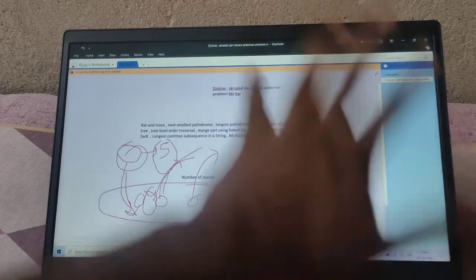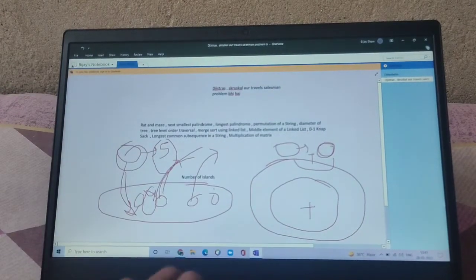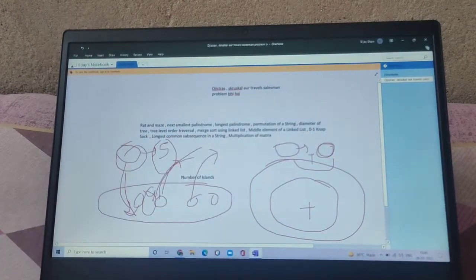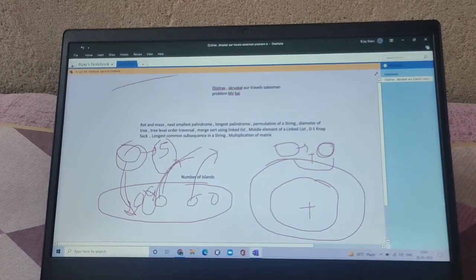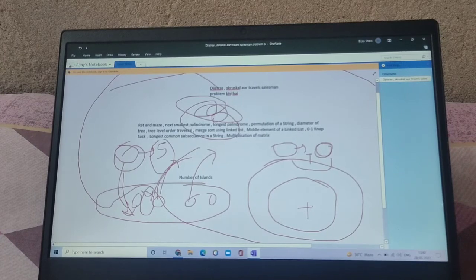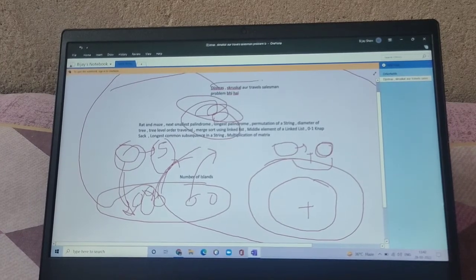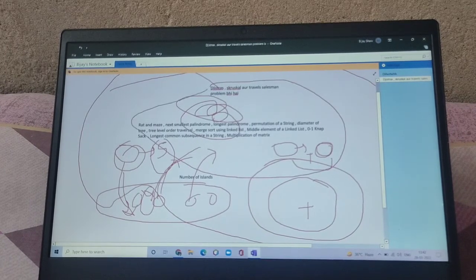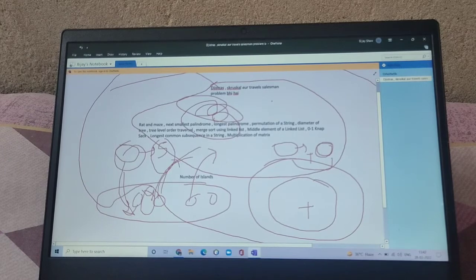So if you have 1 month, 2 months, 1.5 months, whatever you have, you can prepare for this. I hope it helps you. If this is not visible, all of it is written in the description. You can read it and just go and code it.